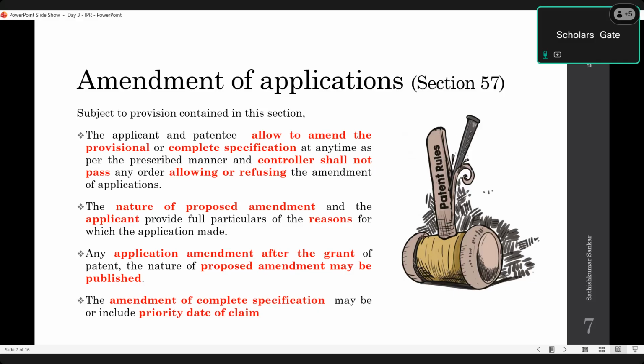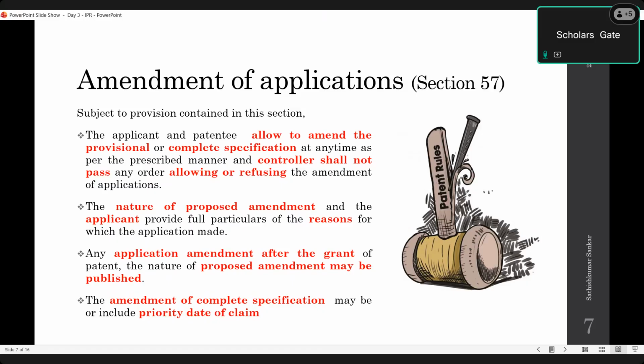For any application amendment after the grant of the patent, the nature of the proposed amendment may be published. Once the patent is granted, if you want to amend the granted patent, it's possible. You can amend the granted patent also, but at that time you have to pay the publication fees. The amendment should be published by the patent office. So as per the Patent Act 1970, you should file Form 9 for publication of that amendment.